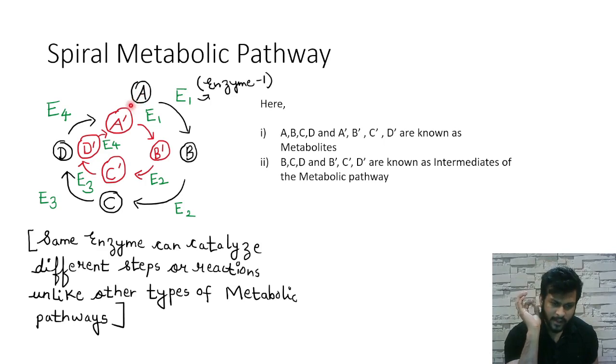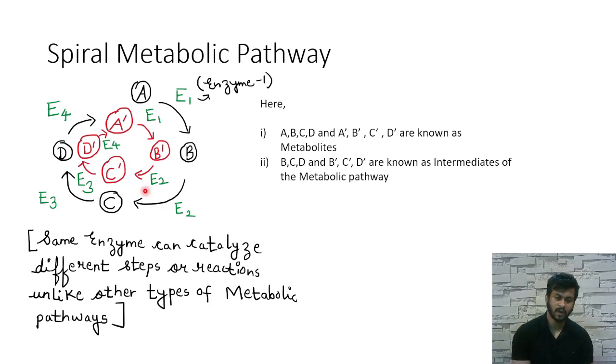Here we can observe that the initial substrate is A, it is getting converted into B, B is getting converted into C, C is getting converted into D, D is getting converted into A dash. Again A dash will get converted into B dash, B dash will get converted into C dash, C dash will get converted into D dash, and D dash will get converted into A dash.